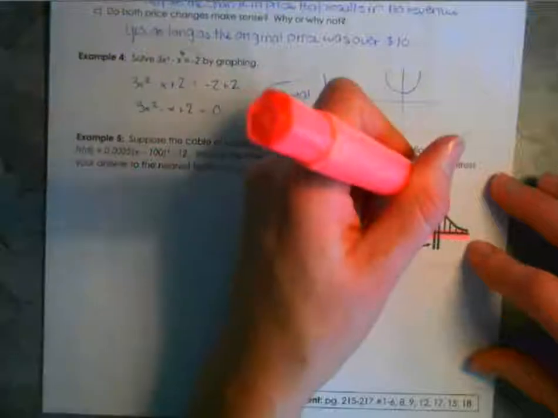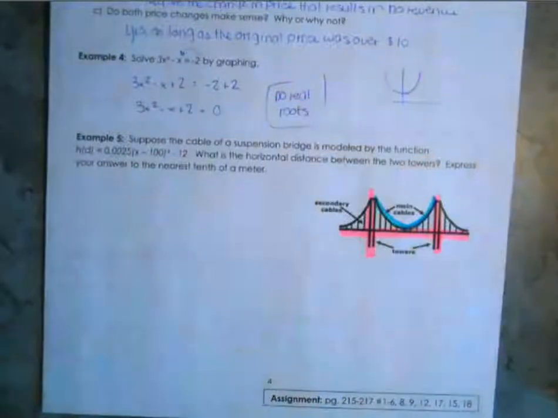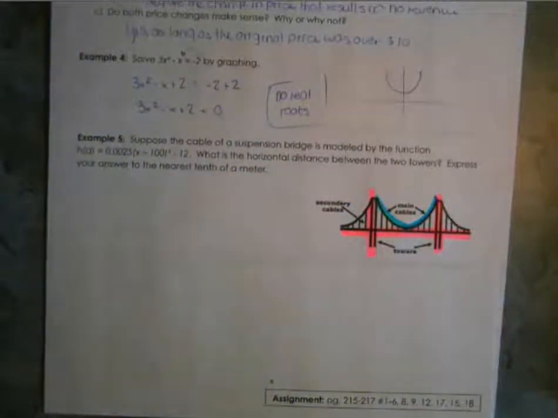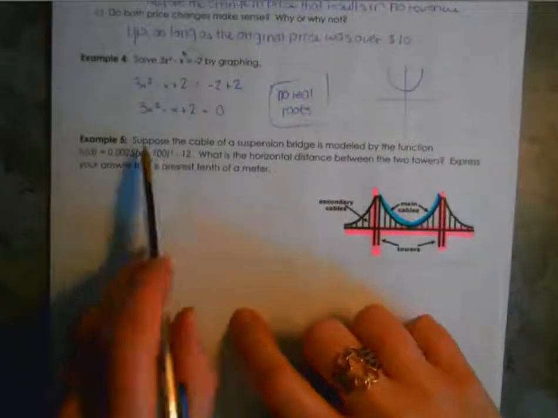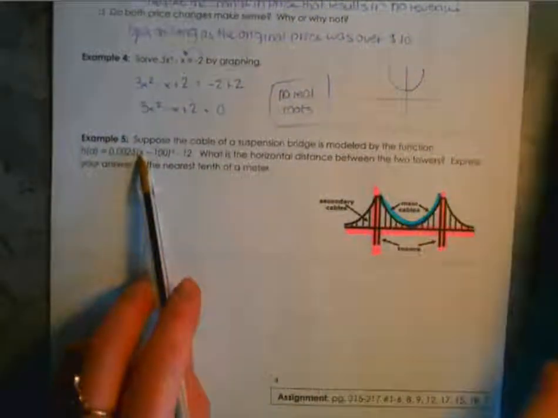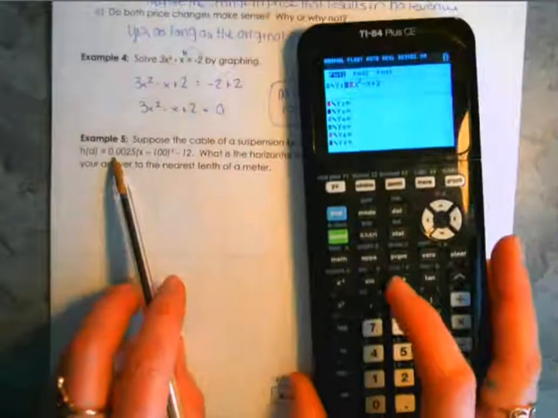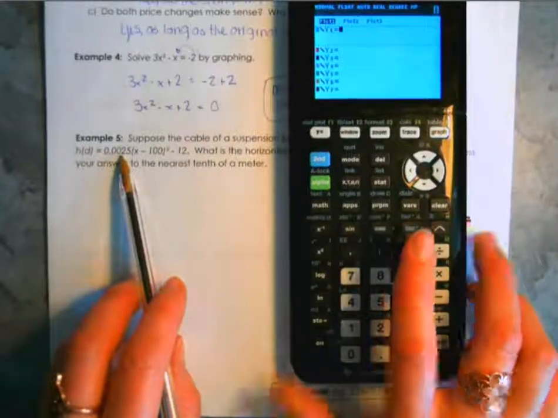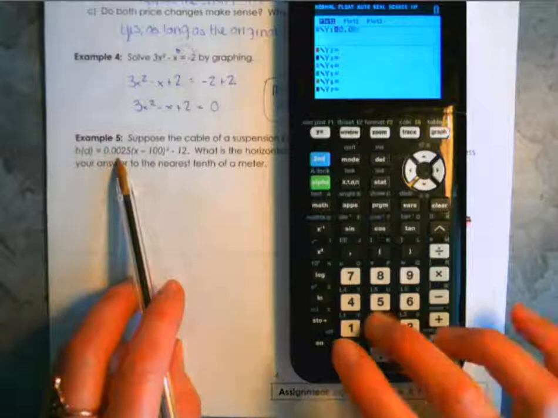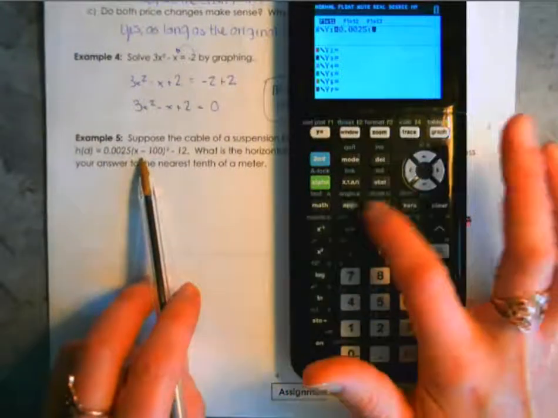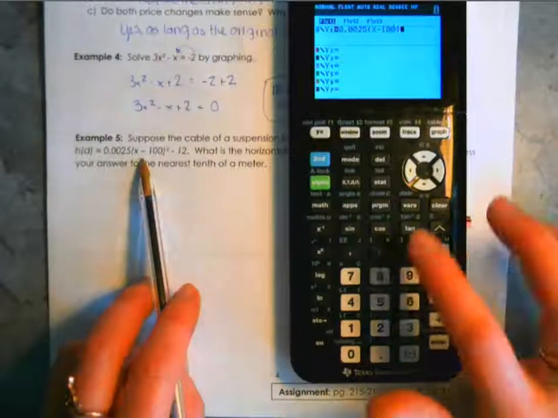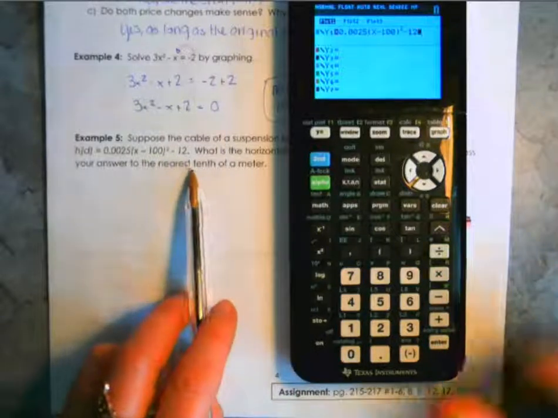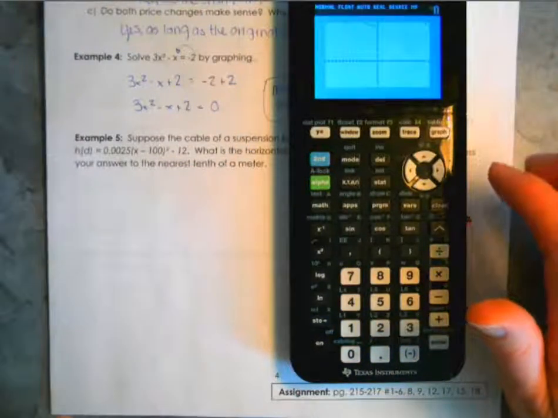And we want to solve for the distance between these two towers. First of all, we want to solve by graphing. So let's go into our calculator and enter in our function. So we have 0.0025 and then bracket x minus 100 bracket, square it, and then minus 12.